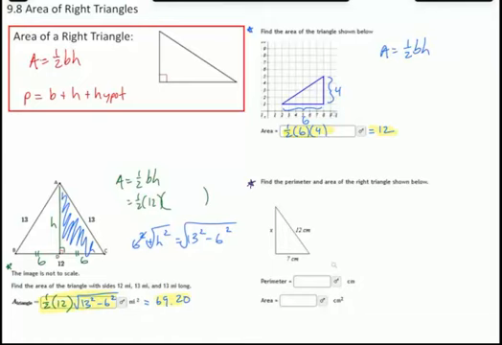All right, so try that with this remaining question. It's the same idea, except here you don't have to determine that you need to find h. They already label it as x, and you can follow the same process. See if you can find both the perimeter and area of that triangle.